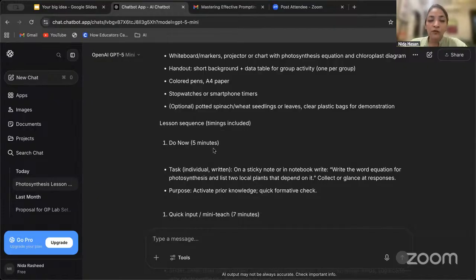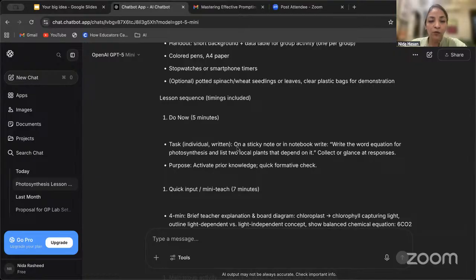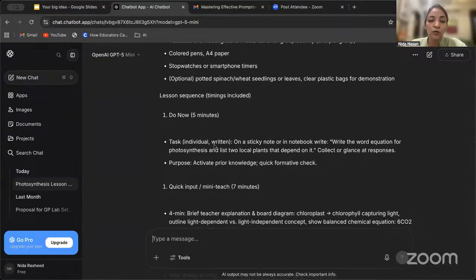In my classroom, for the first 5 minutes, I'm going to talk about the task, and individually, on a sticky note or in a notebook, write the word equation for photosynthesis and list 2 local plants that depend on it. It even tells me what the task is that I need to do, and it's explaining the purpose. So when I make the students do this, it will give a formative check.